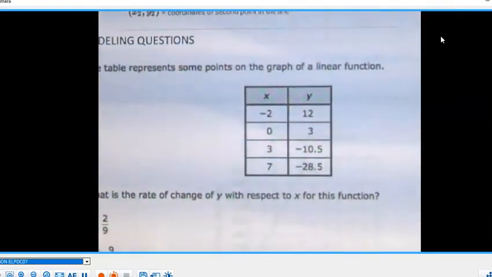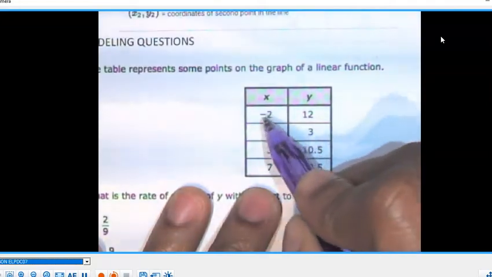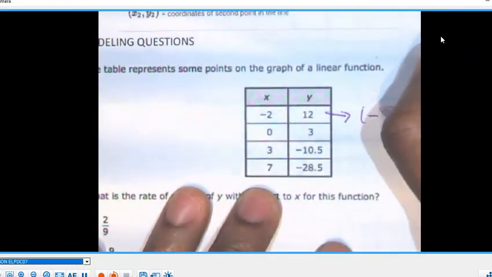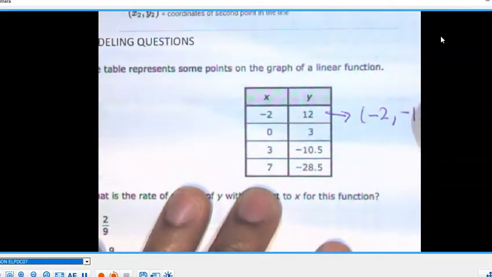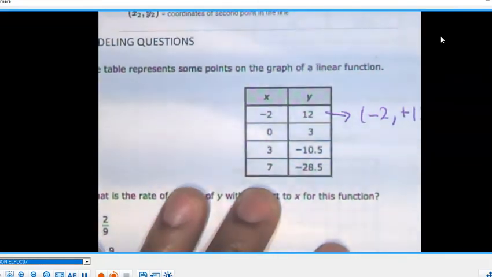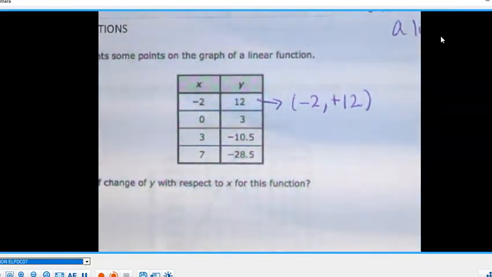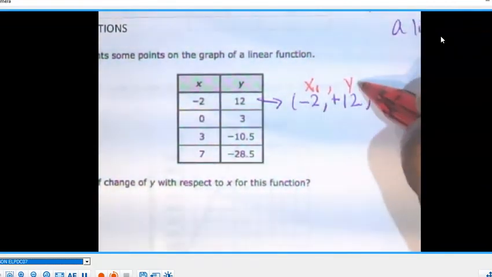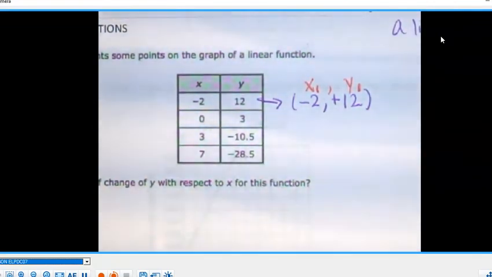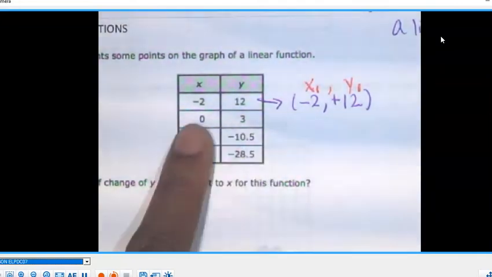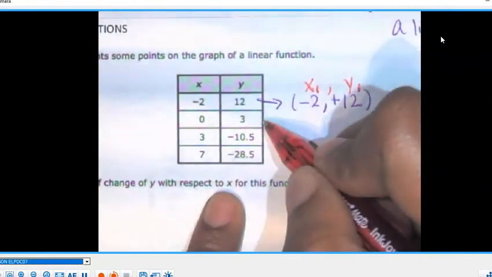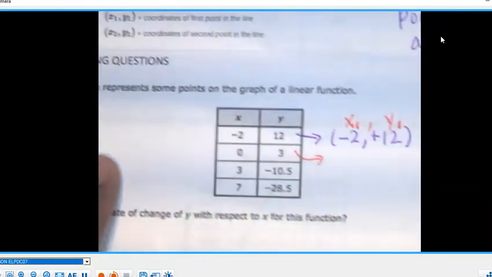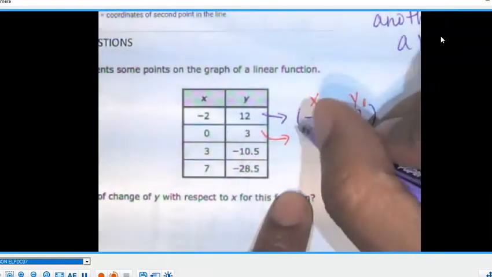So if you look at this table here, what I'm saying is that this one right here is our first point. So what does that make? That makes negative 2, comma, positive 12. Whoops, positive 12. So what is this? This is my x1, comma, this is my y1, because that's point 1. Okay. Now I'm going to go to this point here, and I'm going to do it again. This is point number 2, x2, y2. So I make my coordinate point 0, comma 3.